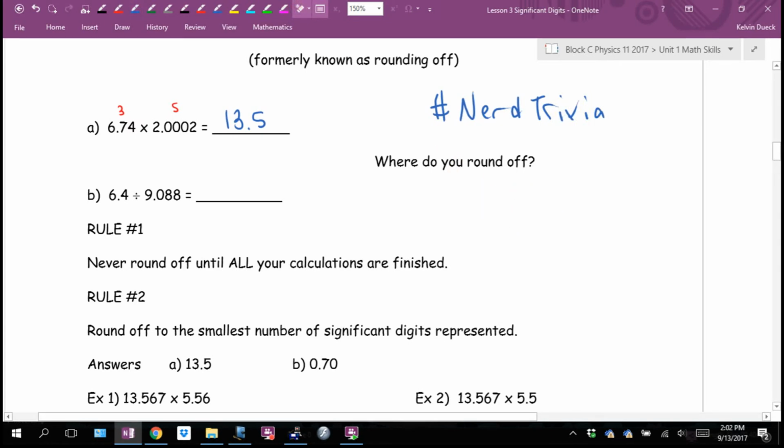You'll have plenty of that this year, if nothing else. Nothing. I won't test you on that, but, you know. So, Cole, do we round off before or after?